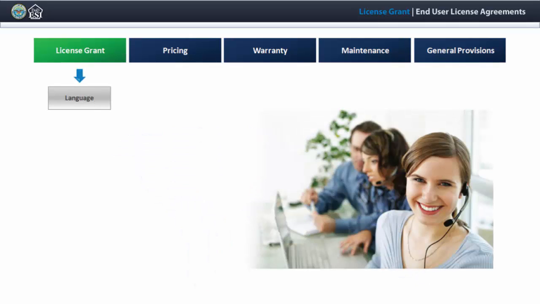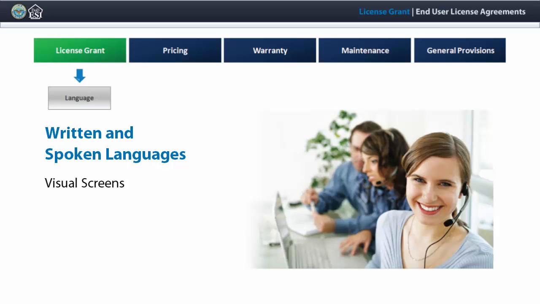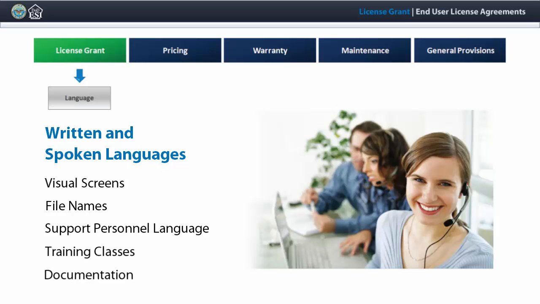The EULA should clearly define the written and spoken languages that will be understood by the government user community. This includes the visual screens in the software, file names, language spoken by the support desk personnel, training classes, and all documentation. Multiple languages may be needed to support coalition forces and authorized foreign nationals working with the government.